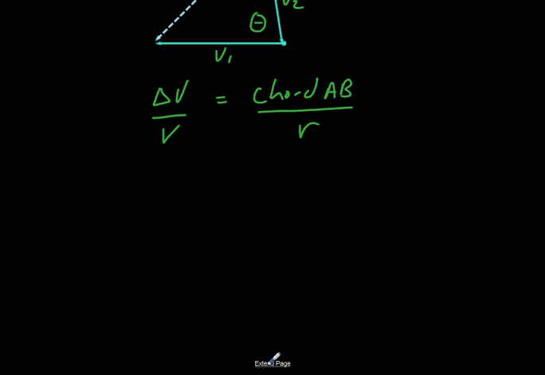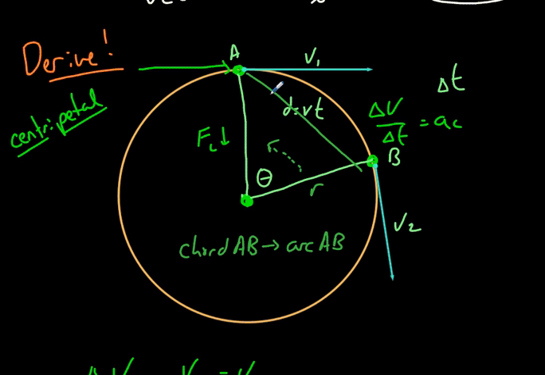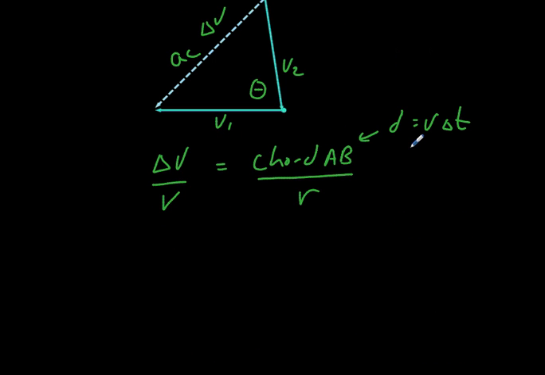Then we're going to decrease this to a point where this is actually going to be equal to displacement. Displacement here is the velocity times the time. This is true because we're saying the angle is small enough that this displacement across here is the same as the chord. So then we're going to sub that in, and we're going to say this: delta V over V is equal to V delta T over R.